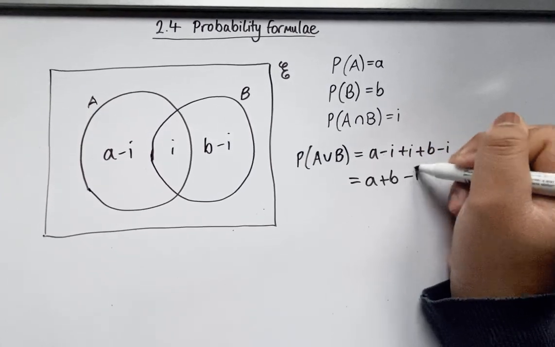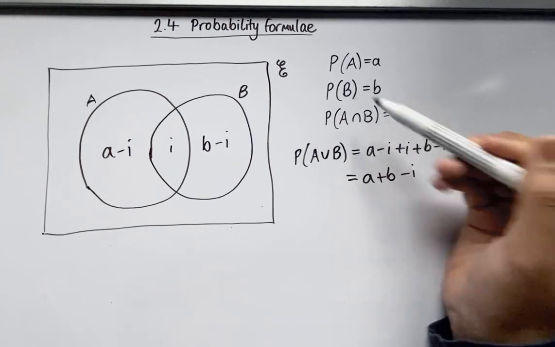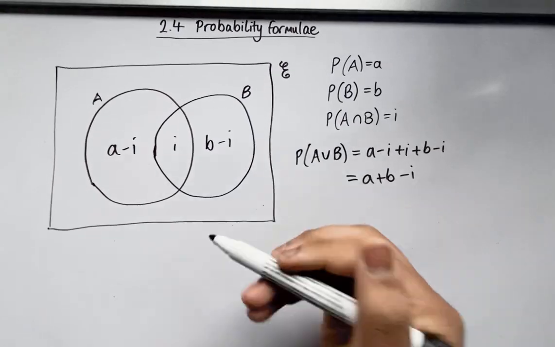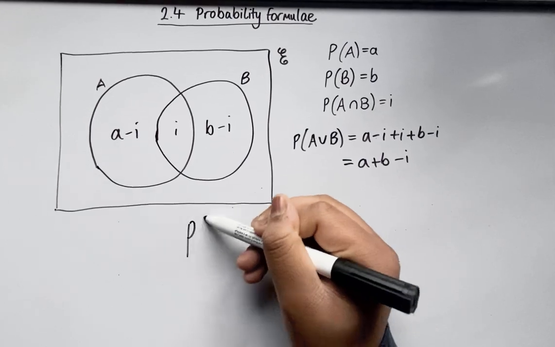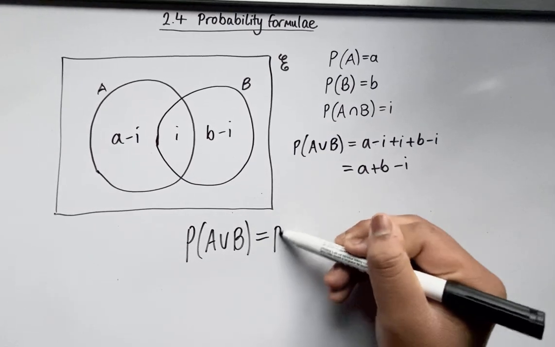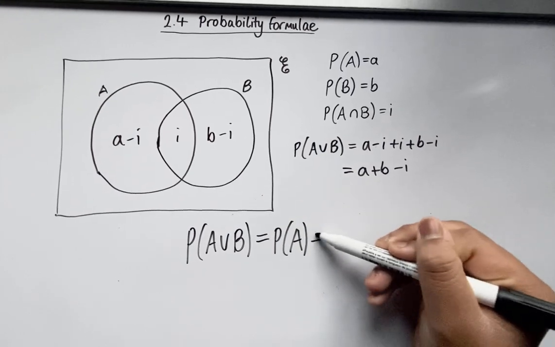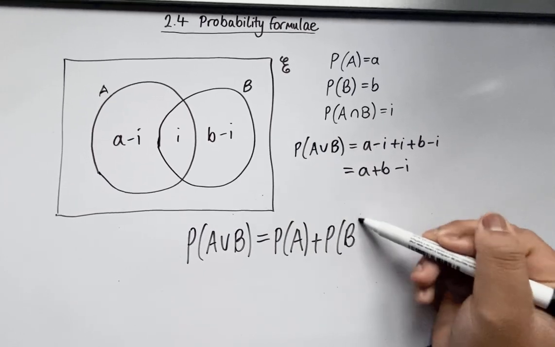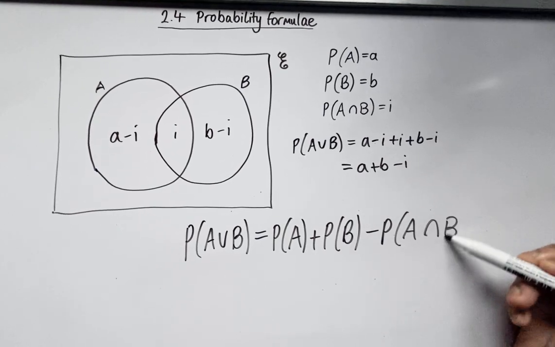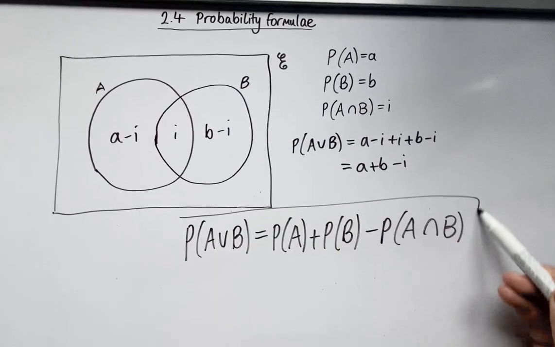B minus I. And as A is the probability of A, B is the probability of B, and I is the probability of the intersection, we get that the probability of A or B is equal to the probability of A plus the probability of B minus the probability of A and B. And that is the first formula.